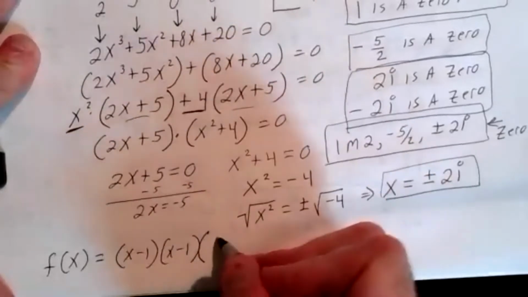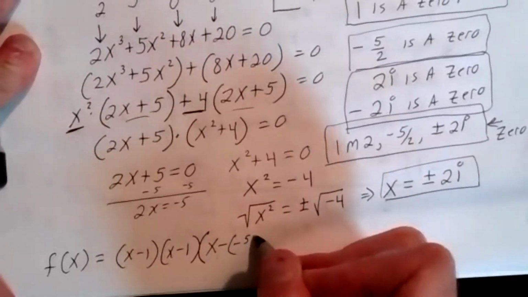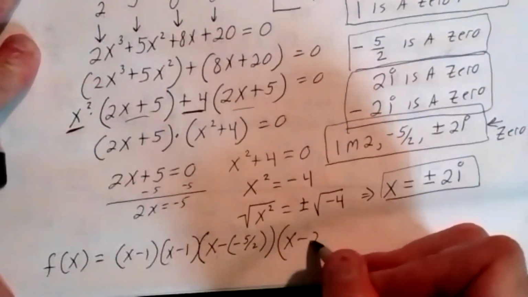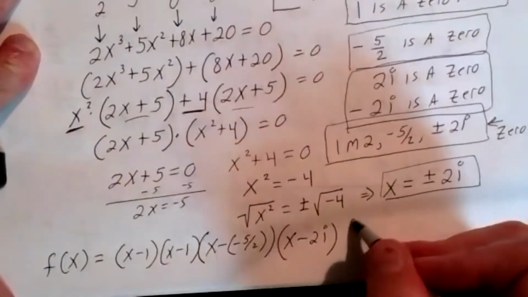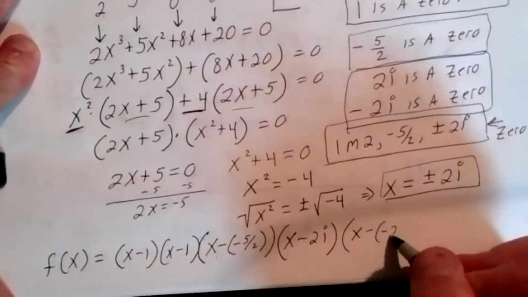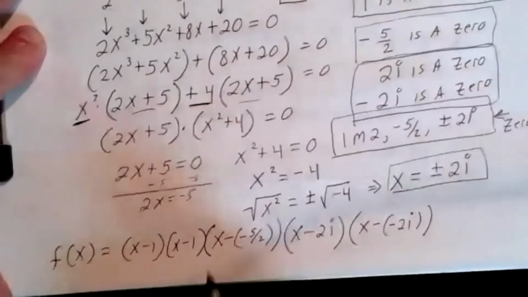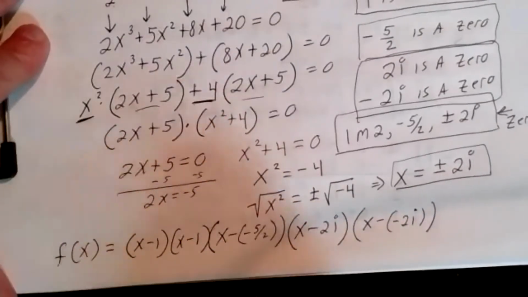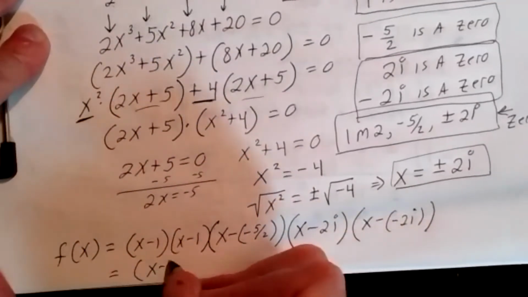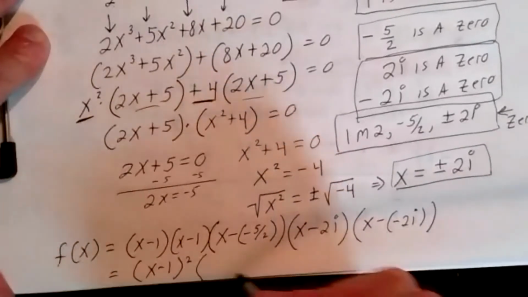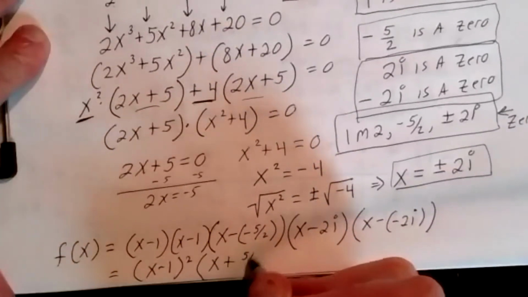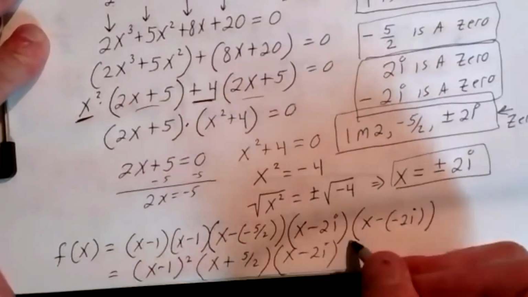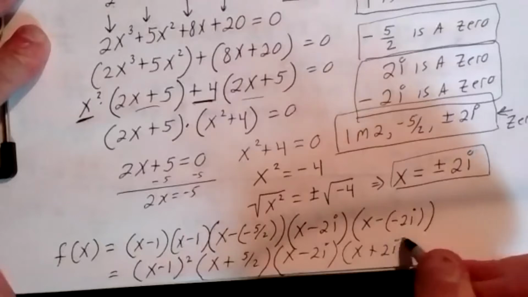Negative 5 halves is a 0, so x minus a negative 5 halves would have to be a what? Factor. And if 2i is a 0, x minus 2i must be a factor. And if negative 2i is a 0, x minus a negative 2i must be a linear factor. We have completely factored that 5th degree polynomial down into its product of linear factors. So it would be x minus 1 quantity squared times x plus 5 halves times x minus 2i times x plus 2i. And there you go, ladies and gentlemen.